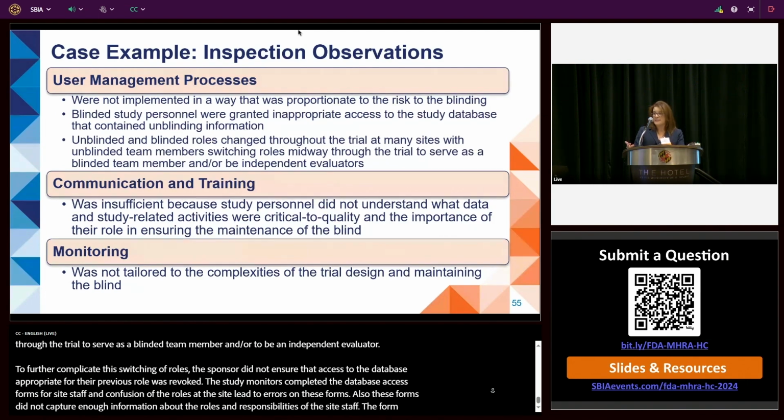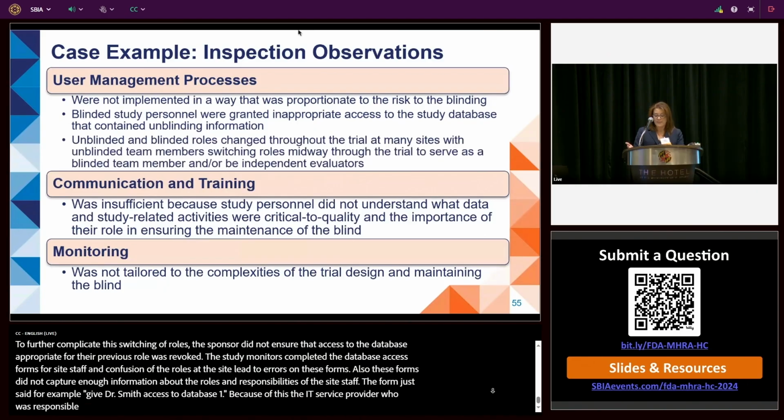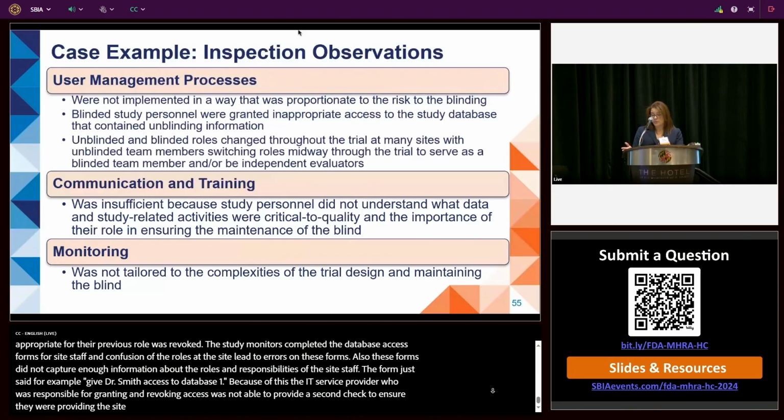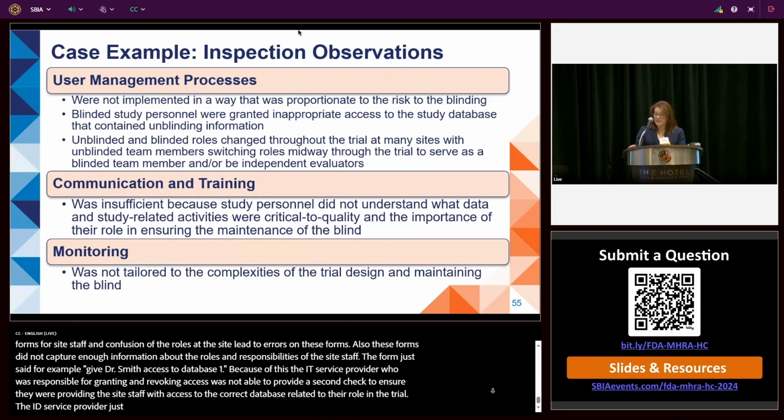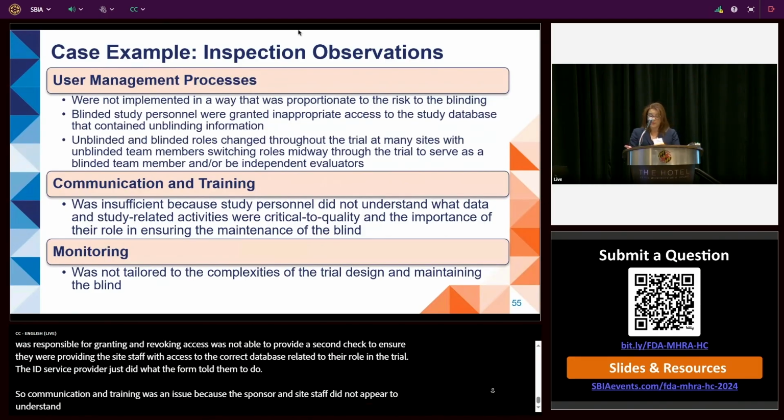Because of this, the IT service provider, who was responsible for granting and revoking access, wasn't able to provide a second check to ensure that they were providing the site staff with access to the correct database related to their role in the trial. The IT service provider just did what the form told him to do. So communication and training was an issue because the sponsor and site staff didn't appear to understand the importance of their assigned roles and activities in maintaining the integrity of the blind.